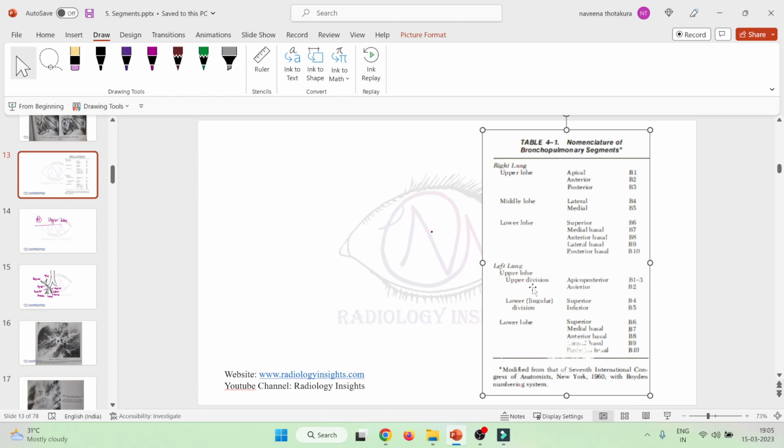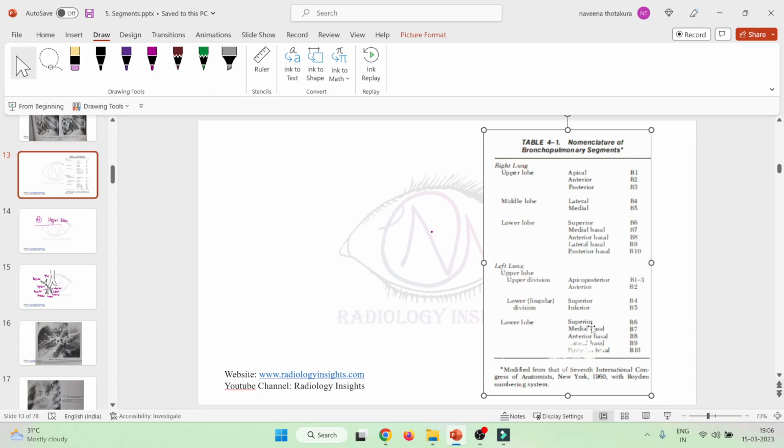The upper lobe is again divided into upper division and lower division. The upper division has apico-posterior segments which are supplied by bronchus 1, 2, 3. There is the anterior segment which is supplied by bronchus 2. The lower division of the upper lobe of the left lung is divided into superior and inferior segments. The superior segment is supplied by bronchus 4. Similarly, the inferior segment is supplied by bronchus B5.